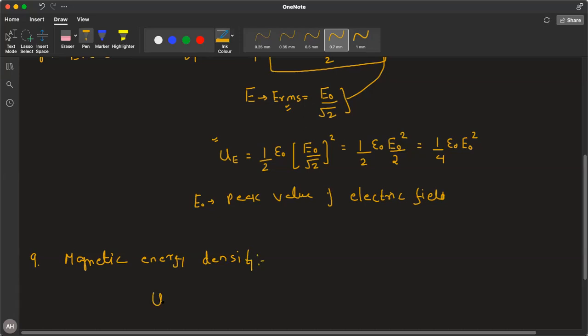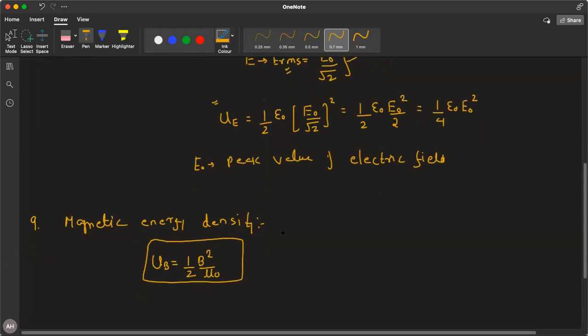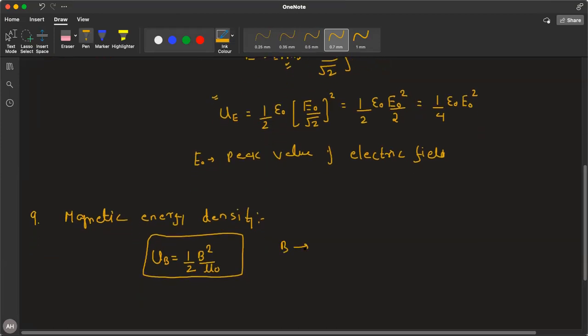We write magnetic energy density as U_B. Magnetic energy density is half B square divided by mu naught. This is the magnetic energy density, B square by 2 mu naught, in an electromagnetic wave. This B is again the RMS value of the magnetic field.